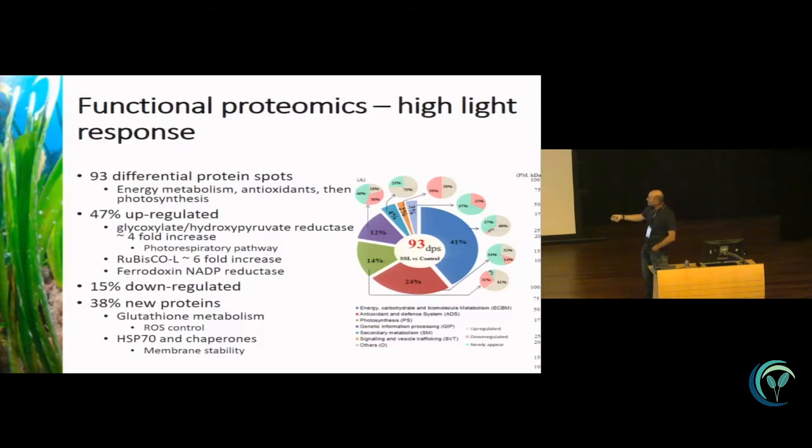Of the new proteins, that is the new proteins that aren't in the control gel, we've got glutathione metabolism, which is a reactive oxygen species response. We've got HSP70s, we've got chaperones. It means that we've got a lot of damage happening in the photosystems. So the proteins are responding in a way to protect the plant from high light.